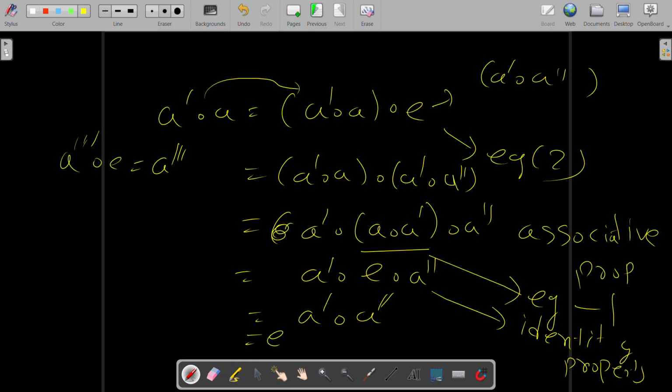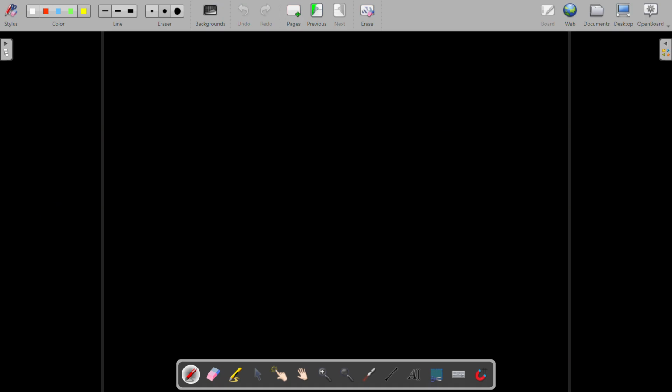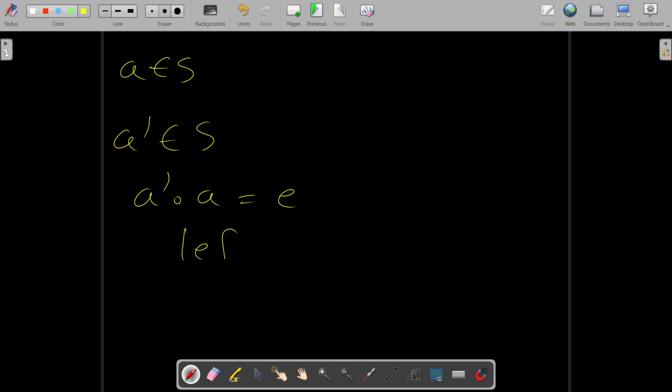So what we can see is that we have taken an arbitrary element A belonging to S, and we are getting an element A dash belonging to S such that A dash compose A equals the identity. So the left inverse exists. So I end my lecture here and the problem is done. Left inverse exists basically.